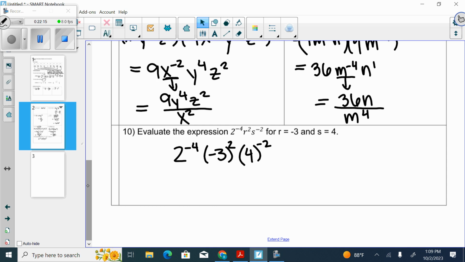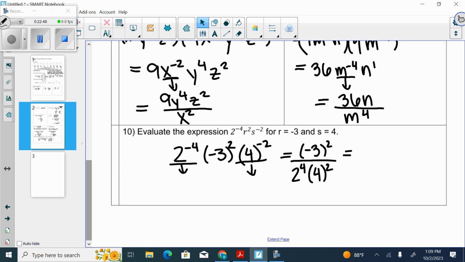All right, so I've got some with negative exponents, right? This one, where does it need to go? Bottom. And this one needs to go to the bottom. But do I have to move the -3? No. So I'm going to keep -3 squared in the top, but I'm going to have 2 to the 4th and 4 squared in the bottom, right?